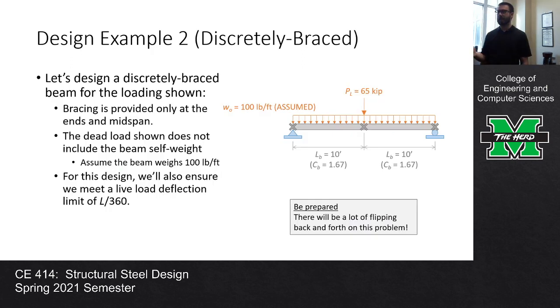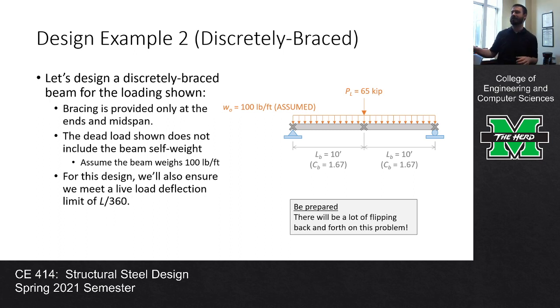Design example, start to finish, just to make sure that we're comfortable with this. We're going to design a discretely braced beam for the following beam. It's simply supported, braced at the ends and at midspan, so the unbraced length is 10 feet. And if you notice, this beam is symmetric.